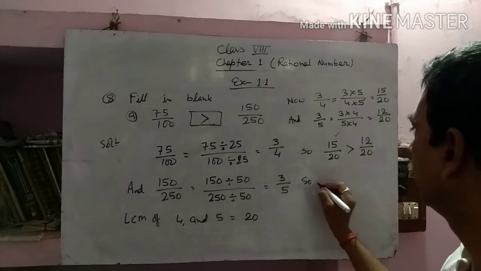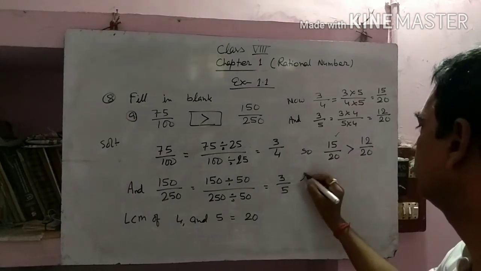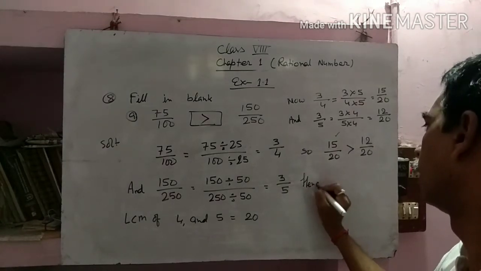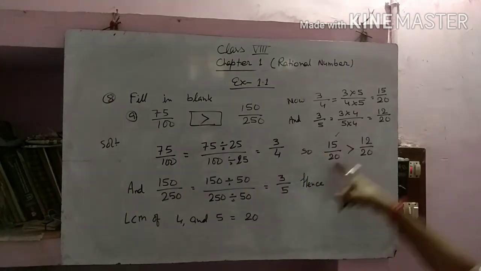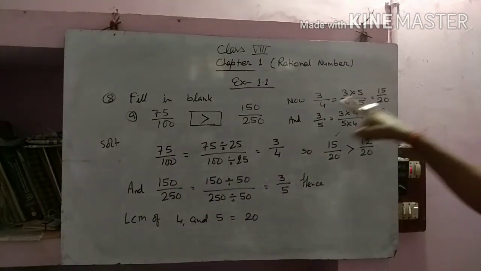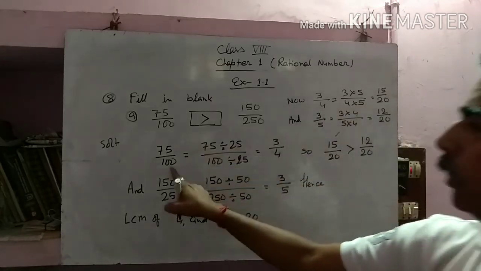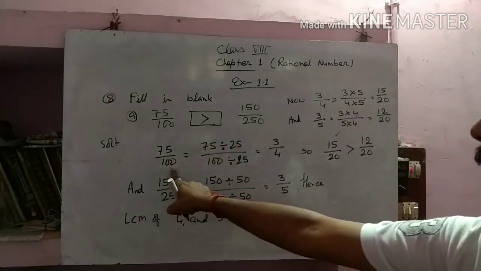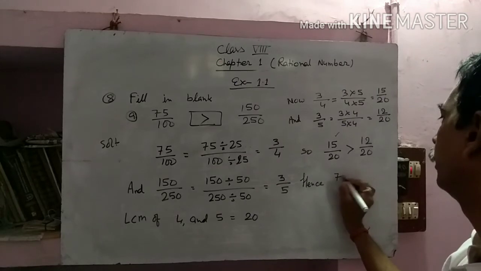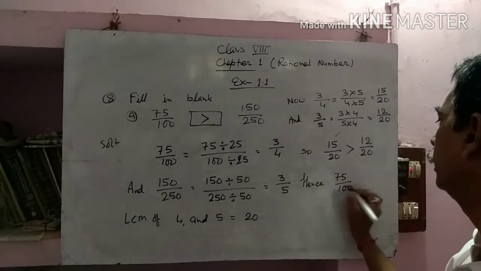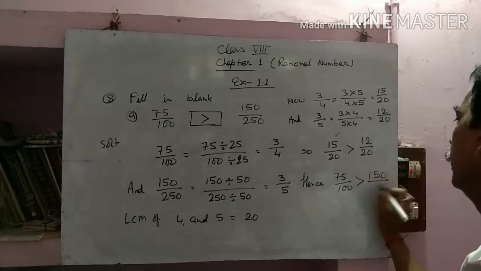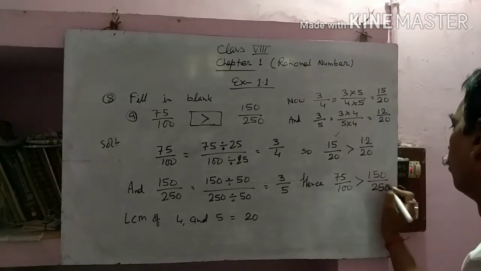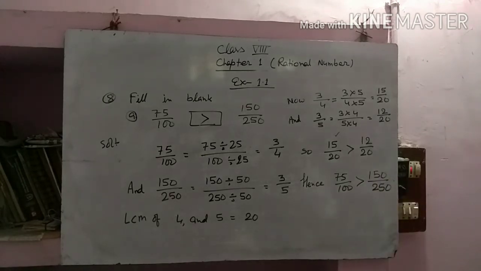So you can write like this. Hence, this number represents 3 by 4, and 3 by 4 represents 75 by 100. Hence 75 by 100 is greater than 150 by 250. Is it?